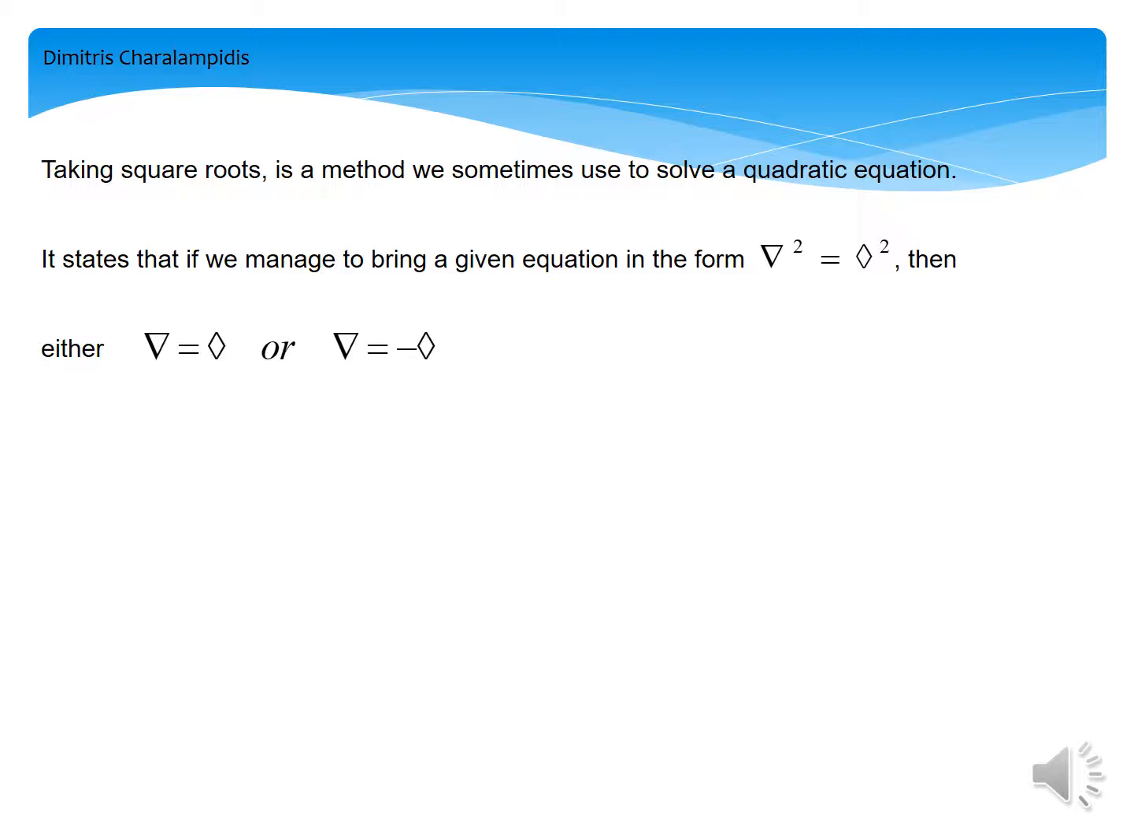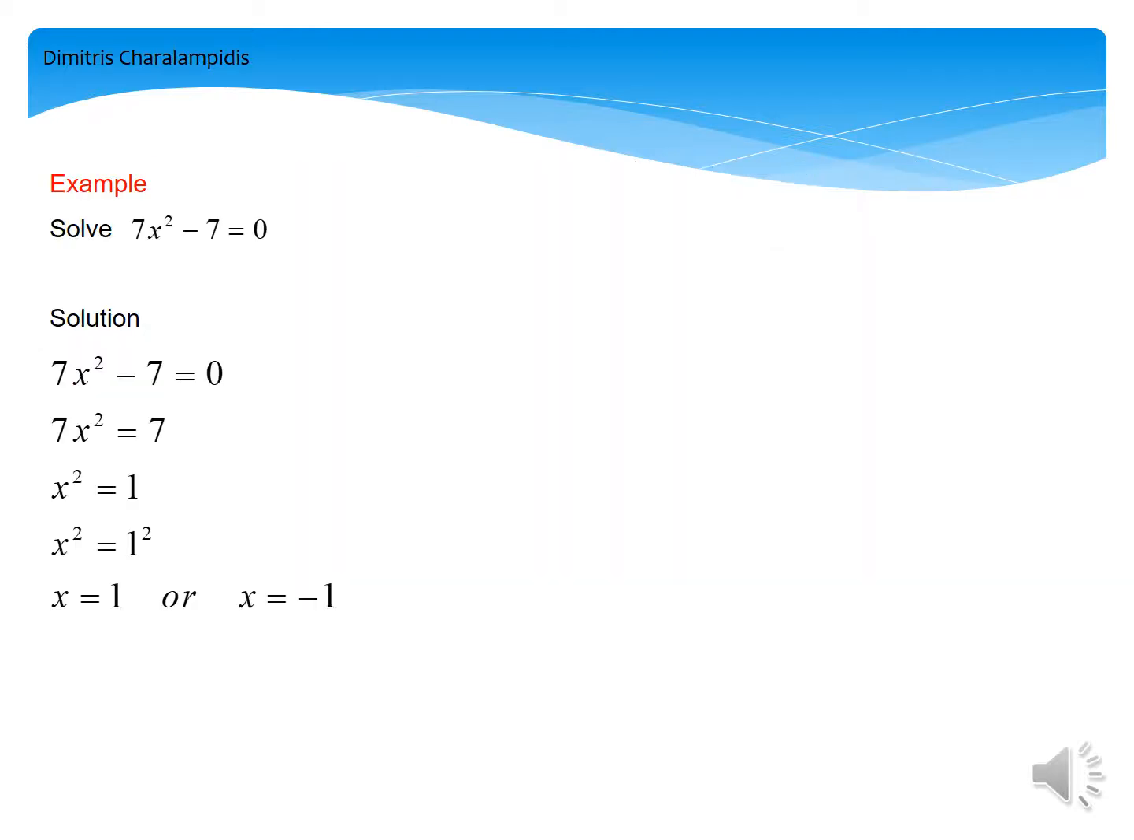Taking square roots is a method we sometimes use to solve a quadratic equation. It states that if we manage to bring a given equation in the form of something squared equals something else squared, then we can easily solve it by saying that either these two somethings are equal or opposite. To understand this method even better, we'll work together some examples.